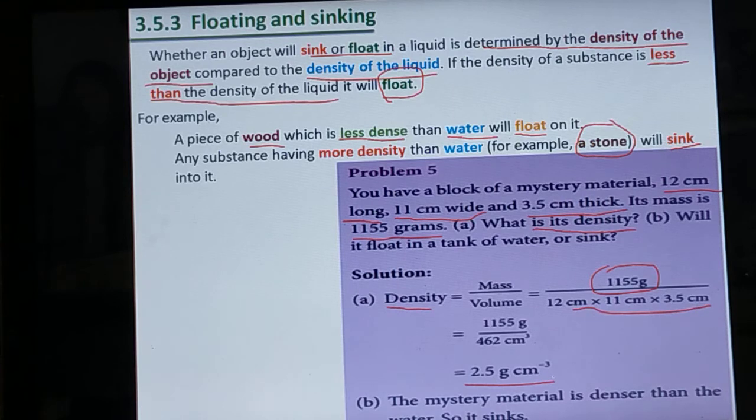It is clearly known to be greater than that of water. Water density is what? 1, no. So it is greater than 1, at 2.5. So the mystery material is denser than water. So it will what? Sink. It will sink. It is never going to float.